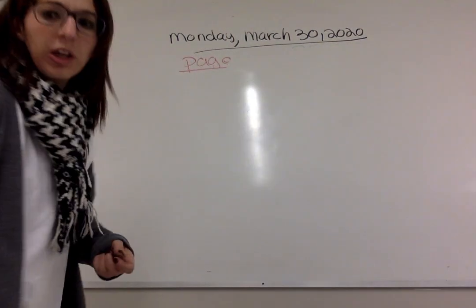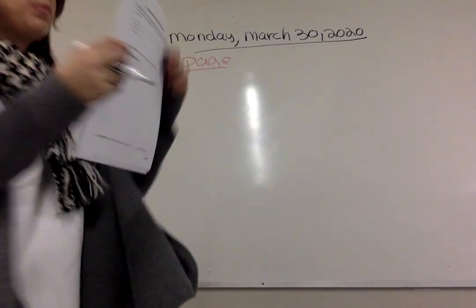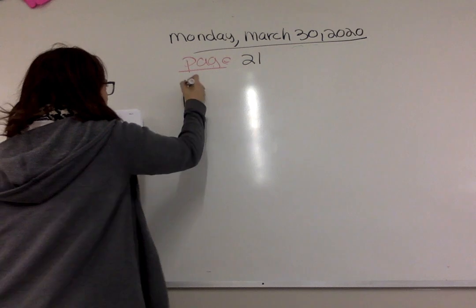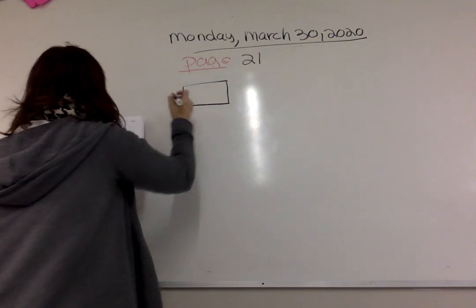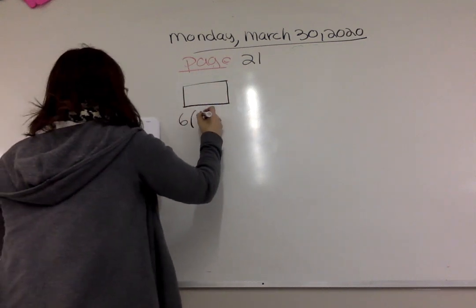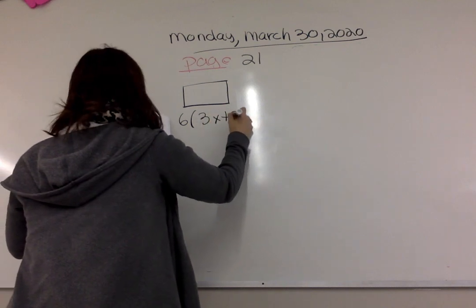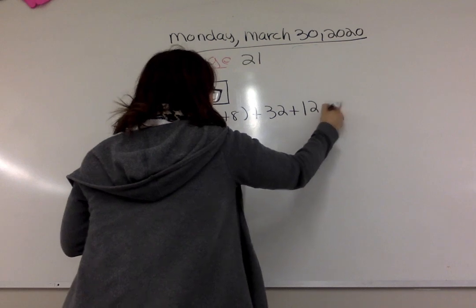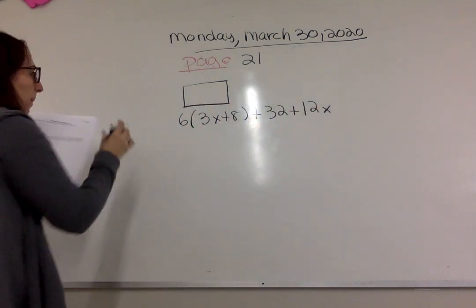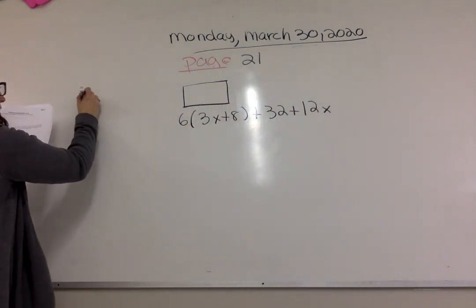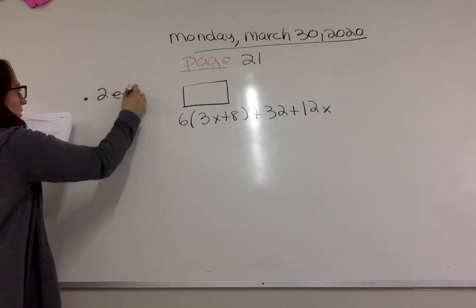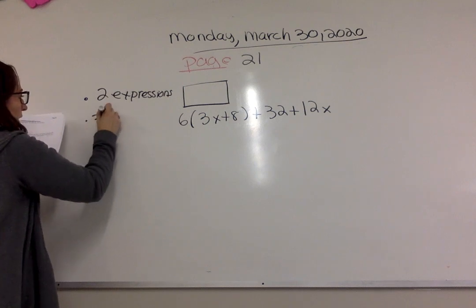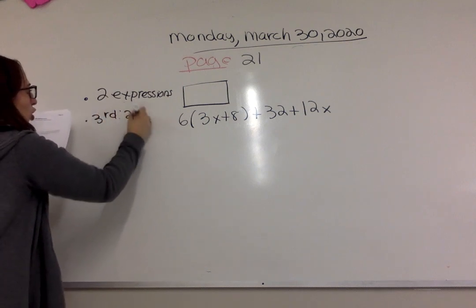Okay, so this question, it's extension problem 5. So we're on page 21. This is what it looks like. We have a square. This is the expression, 6 parentheses 3x plus 8 plus 32 plus 12x. Okay, we have 3 tasks here. We have to write 2 expressions, and the third one has to have 2 terms only.